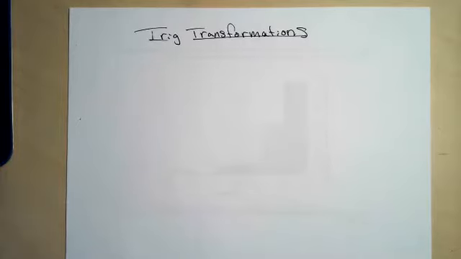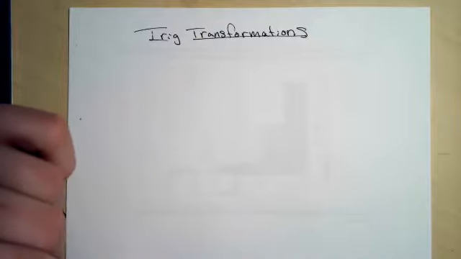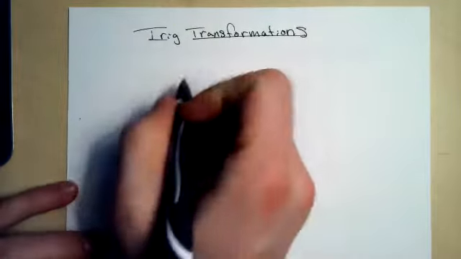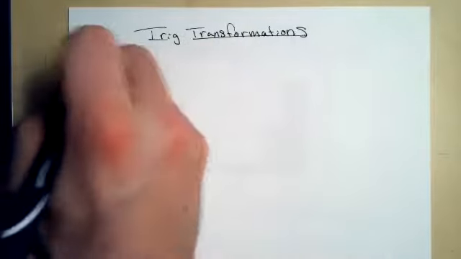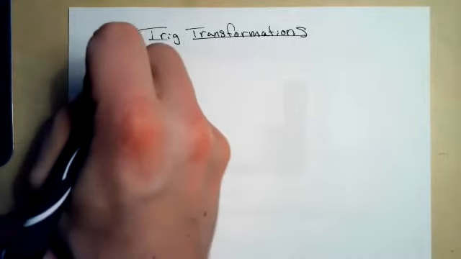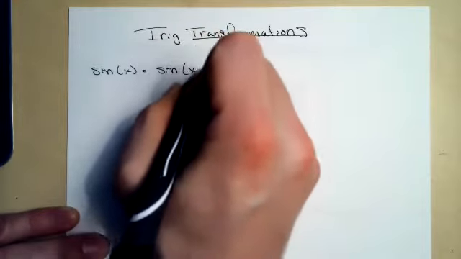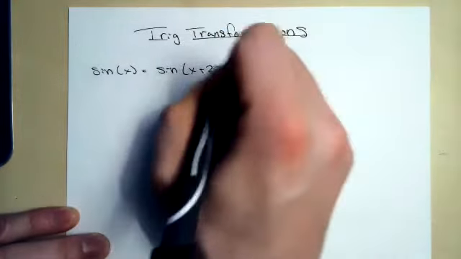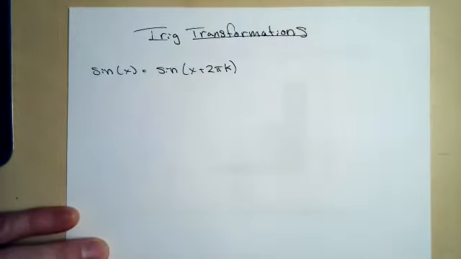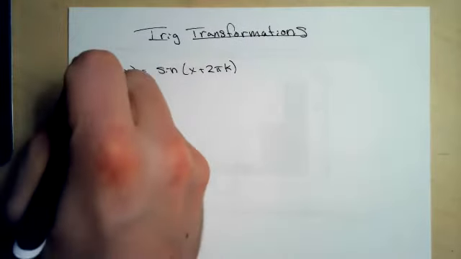So for trig transformations, we'll start off with our basics and just some of the fundamental facts about our standard trig functions of sine, cosine, and tangent. We've talked about the period for these when we've had to do trig equations. We end up with this 2 pi k factor.